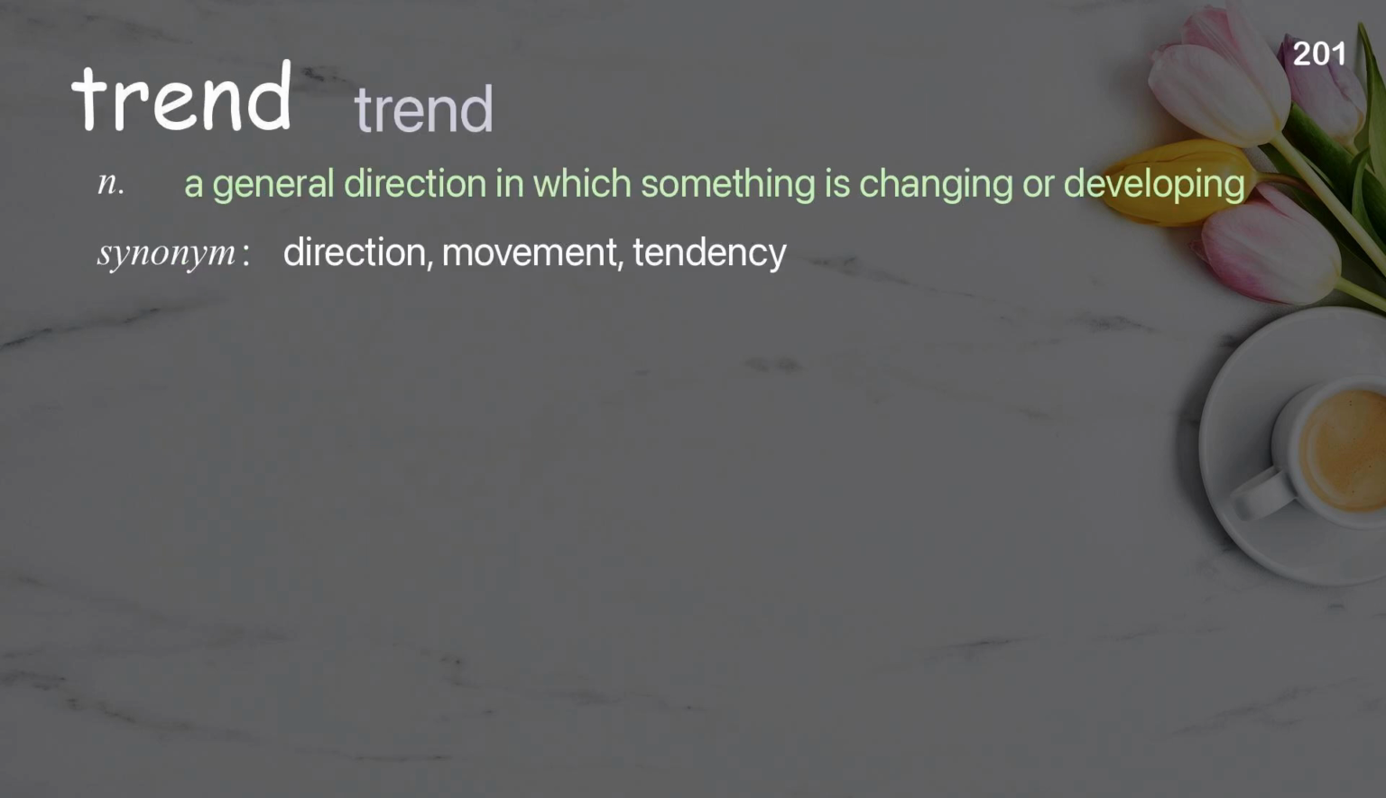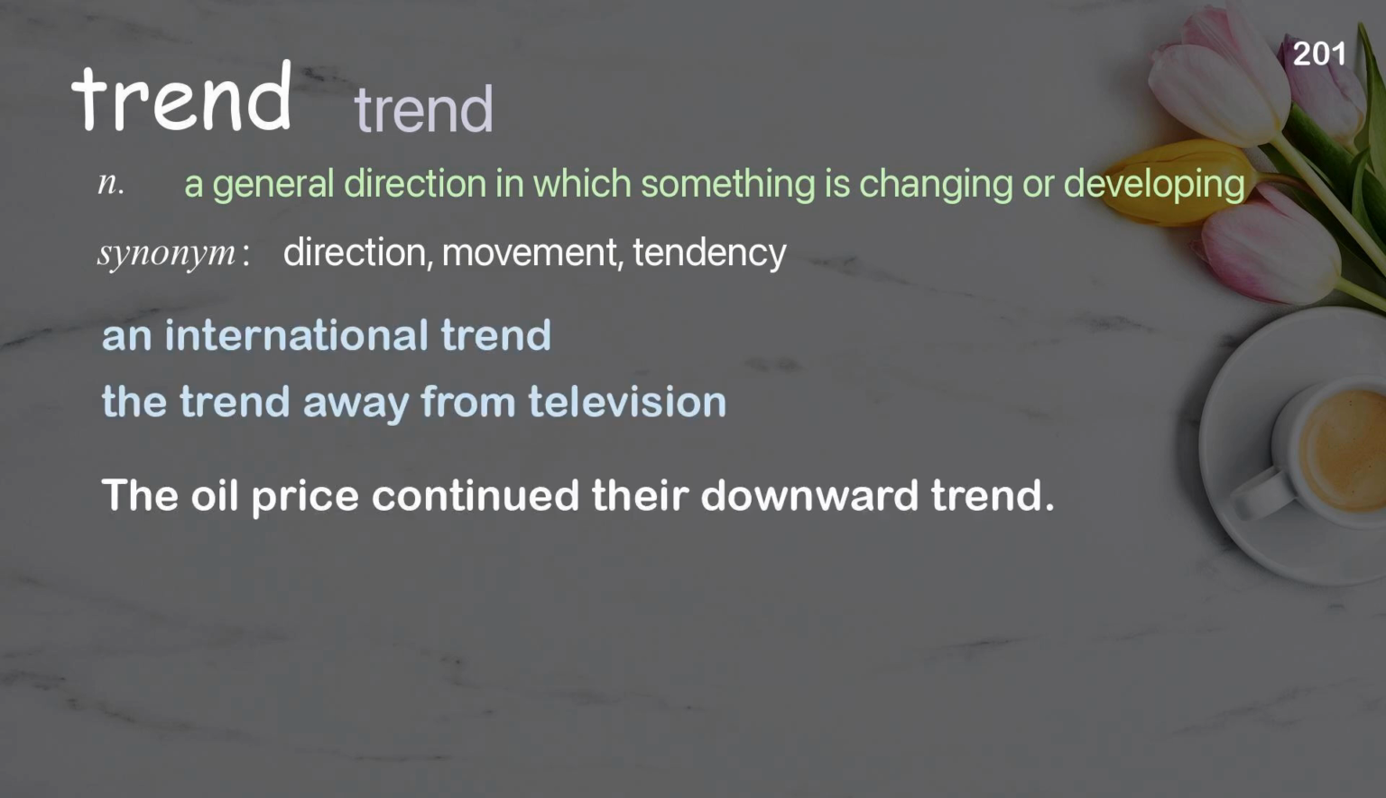Trend. A general direction in which something is changing or developing. Examples: an international trend. The trend away from television. The oil price continued their downward trend.